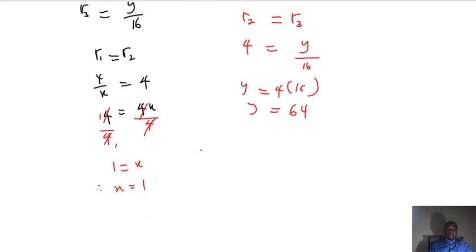Now the question says we should find the ratio of x is to y, and we got x to be 1. So it's going to be 1 is to y, which we got to be 64. Therefore this will be the answer: 1 is to 64, the ratio of x is to y. That is how it's going to be.